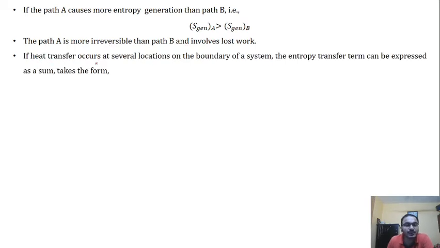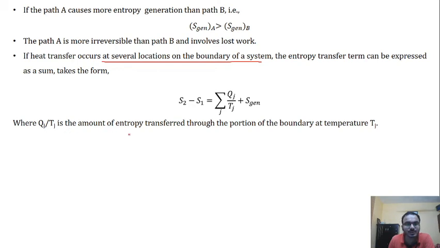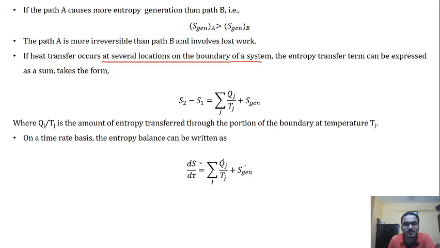Now let us say that if entropy generation occurs at several locations on the boundary of the system, the entropy transfer term can be expressed as a sum in this way, that S2 minus S1 is equal to sigma. We have simply added sigma because if there are several locations where heat transfer is occurring, it can be written in this way, where Qj upon Tj is the amount of entropy transferred through the portion of boundary at temperature Tj. Now if we need to write this on a time rate basis, we can write an entropy balance in this way, that is another form of this.